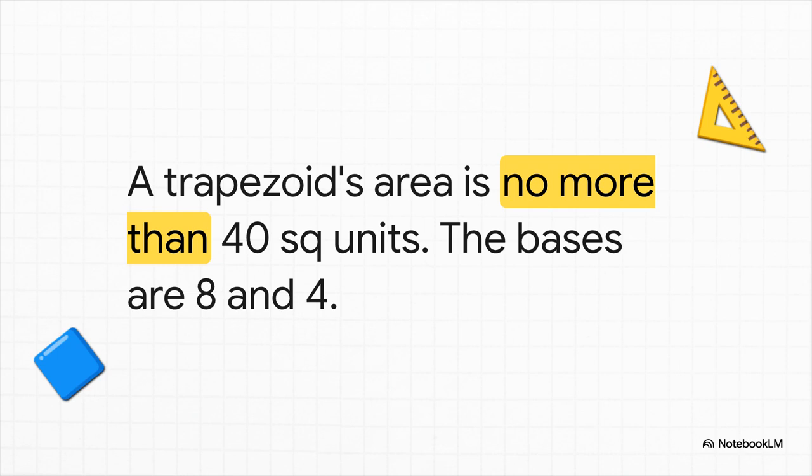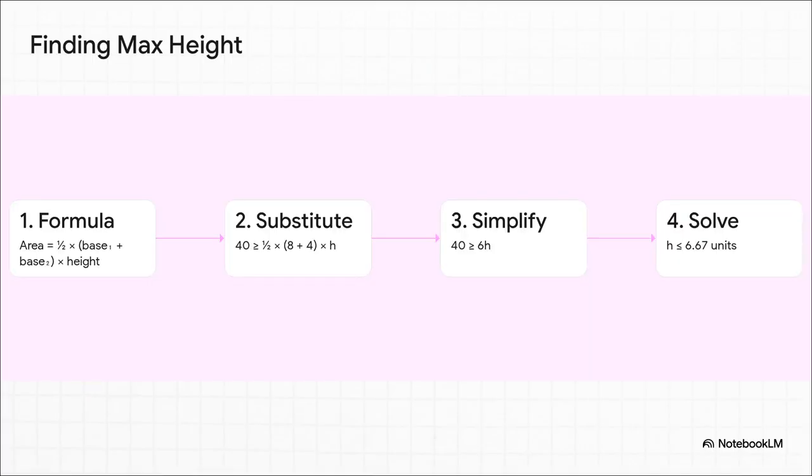Example 2. This time, our constraint isn't just about a simple length, it's about the area of a shape. So we have a trapezoid, and we know its area can be no more than 40 square units. Our job is to figure out one of its other dimensions. So how do we figure out the maximum possible height?